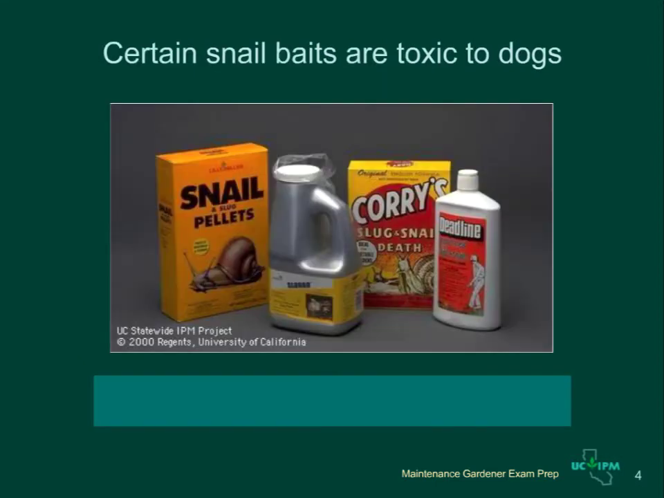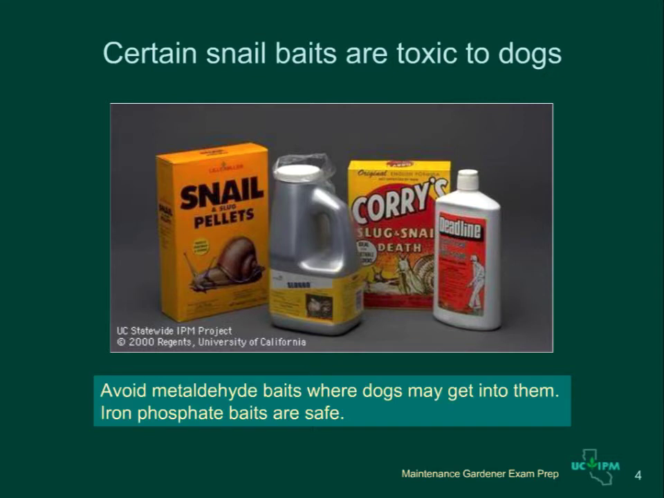Some pesticides that have special problems are frequently used in the landscape. One is metaldehyde baits applied to control snails and slugs. These are very toxic to pets and wildlife. Pelleted forms of metaldehyde are especially attractive to dogs. Never pile snail baits in mounds or clumps because this attracts dogs and children. Snail and slug baits containing iron phosphate, such as the Sluggo product pictured here, are not toxic to dogs or wildlife and are a safer alternative. The other pictured baits are metaldehyde. There are many brand names of metaldehyde on the market.